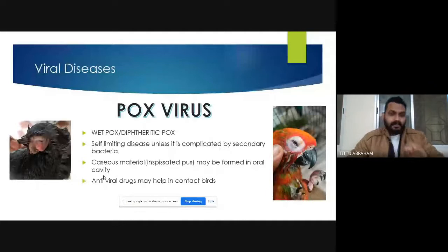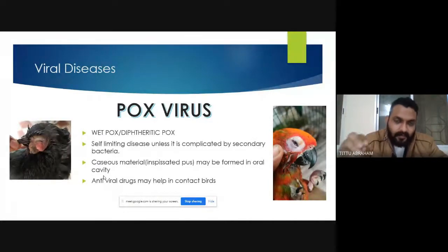So actually, there are two types of lesions. Based on its affection, it will be dry pox and wet pox. Dry pox affects the skin, especially around the eyes in the periorbital area, in the beak region, and in the leg region, where the feathers are scarce. So sometimes you can see it under the feathers also, if it is too much.